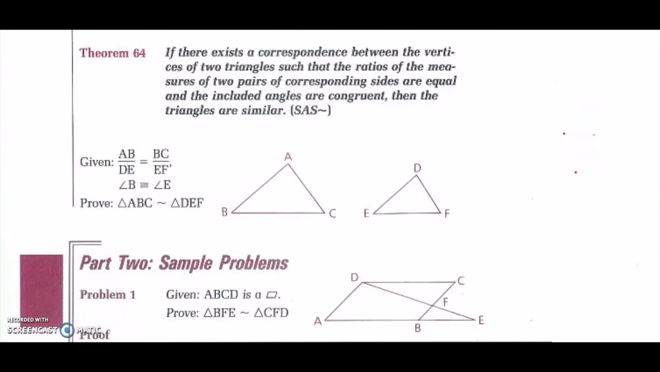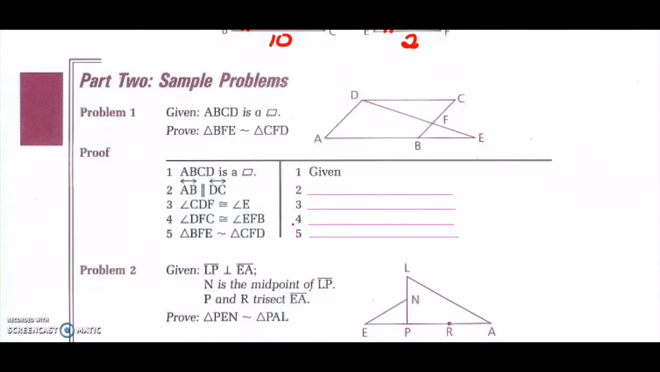We also have side, angle, side similarity, and again, the angle needs to be included or between the 2 sides that are proportional. So here we have if AB is to DE, the same way that BC is to EF, and the included angle B is congruent to the included angle E, then we would have side, angle, side similarity. Let's look at some examples.